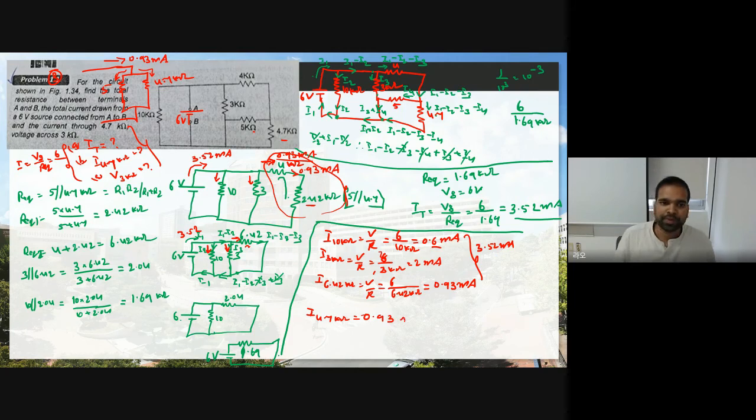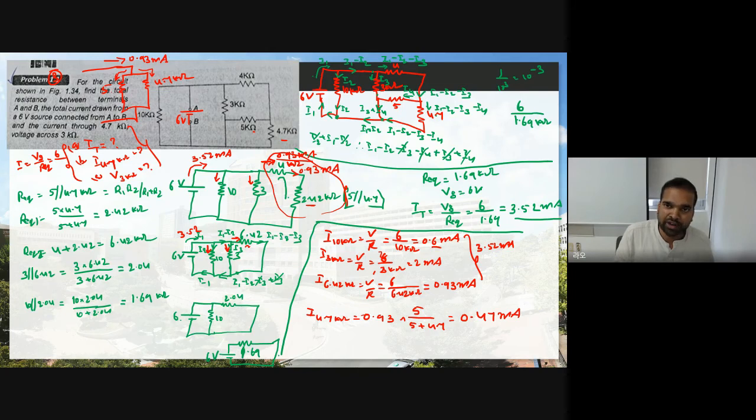0.93 into, we are finding the current at 4.7. That means the opposite resistor. What is the opposite resistor? 5 by, now the total resistance, 5 plus 4.7. Now if you calculate this one, the current flowing at 4.7 kilo ohm is what? 0.47 milliampere.